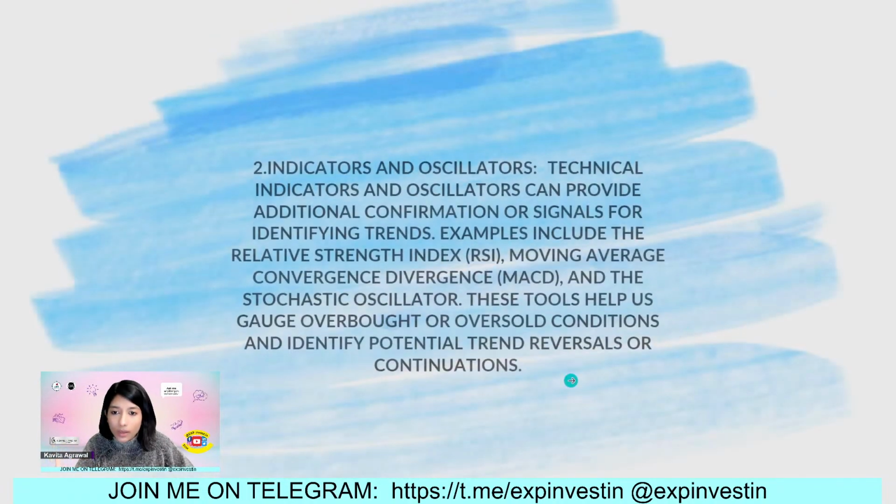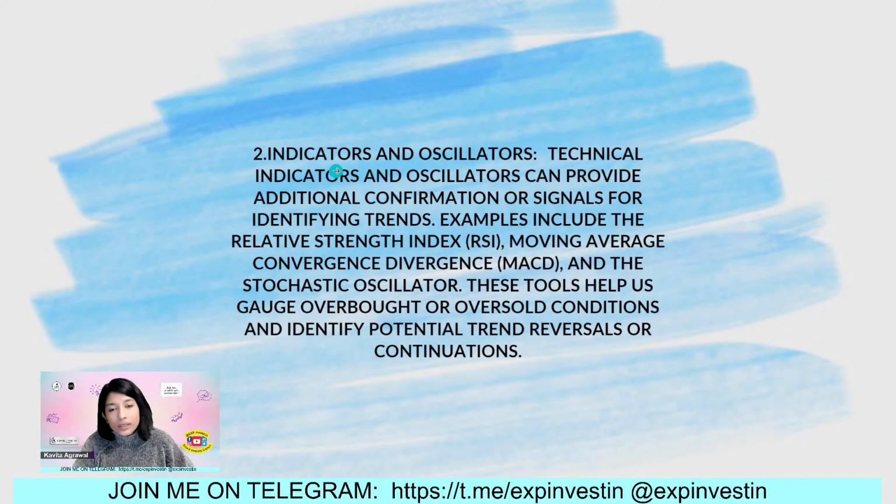Okay, let's move on. Another kind of tool which you need to be very familiar with is indicators and oscillators. Now there are thousands and thousands of indicators out there, but all these indicators are categorized. Technical indicators and oscillators can provide additional confirmation or signals for identifying trends.